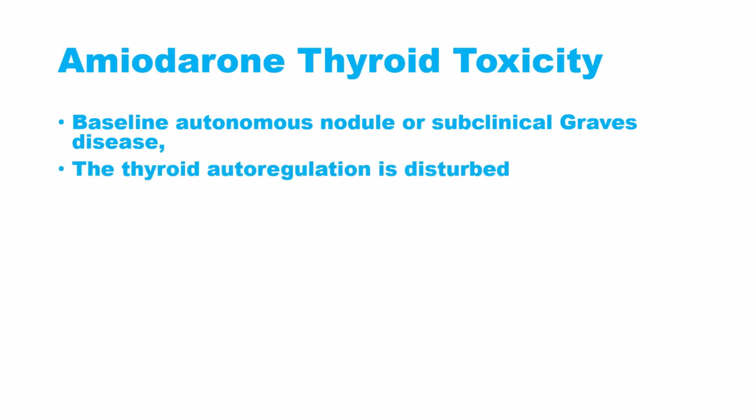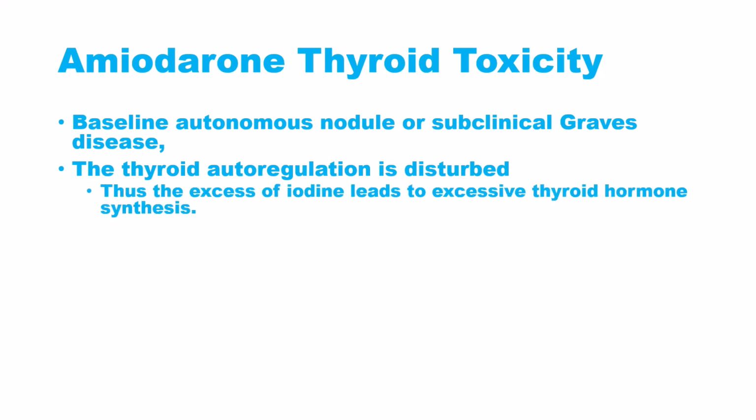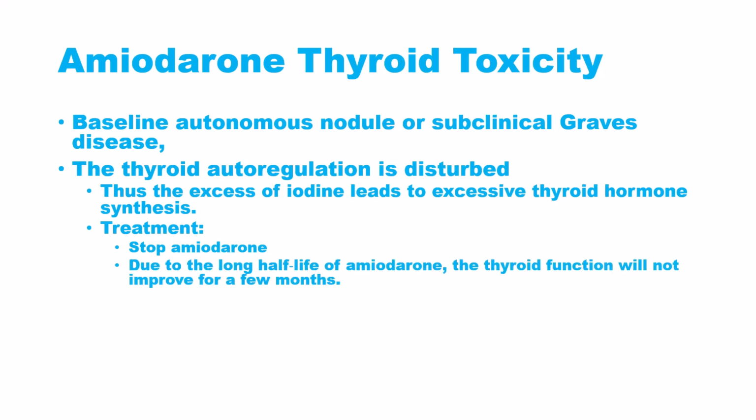The third group is baseline autonomous nodule or subclinical Graves' disease. In these patients, thyroid autoregulation is disturbed, which results in excess iodine, resulting in excessive thyroid hormone synthesis, leading to hyperthyroidism. Treatment includes stopping the amiodarone. Due to the long half-life of amiodarone, the thyroid function test will not improve for a few months.